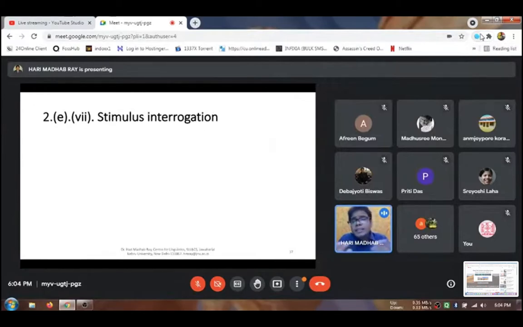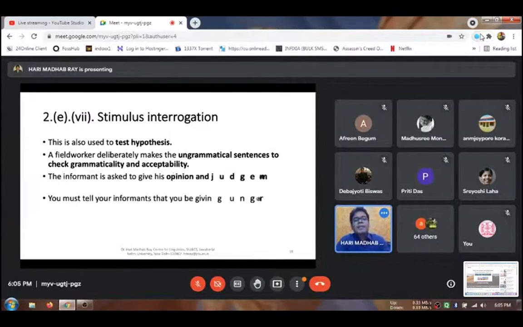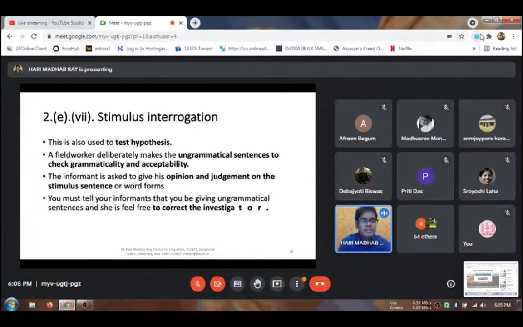So now another thing is stimulus interrogation. What is this stimulus interrogation? Again, this is also used to test hypotheses. A field worker deliberately makes ungrammatical sentences to check grammatical acceptability. So at times you make ungrammatical sentences to check grammatical acceptability, and the informant is asked to give an opinion and judgment on the stimulus sentence or word forms. You just make an ungrammatical sentence or unacceptable forms, and you ask or request the informant, please correct me. And it's really fun at times when you do this.